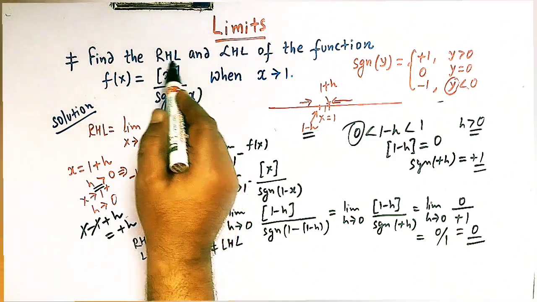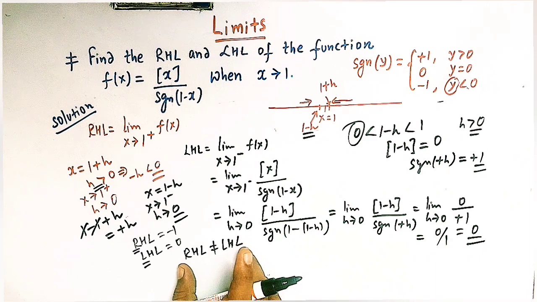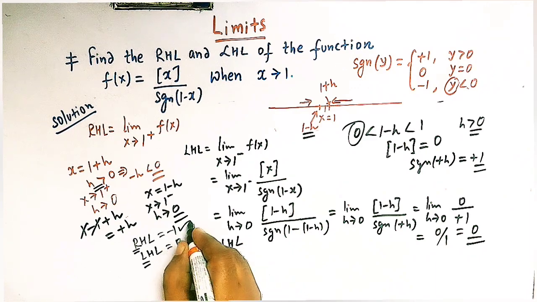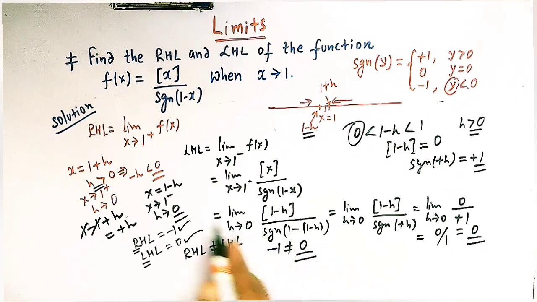So the limit of this function when x tends to 1 does not exist, because for the existence of the limit of a function, the right hand limit and the left hand limit both should exist, and they should be finite, and moreover both the limits must approach a common value, right? But here we have minus 1 and here we have 0, and minus 1 is not equal to 0. So the limit of this function when x tends to 1 does not exist.